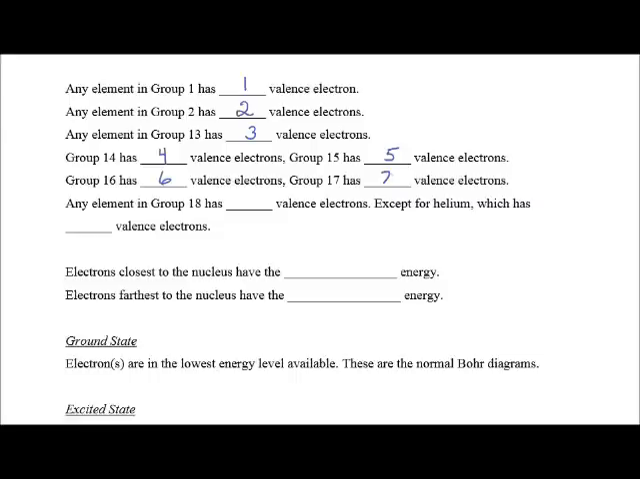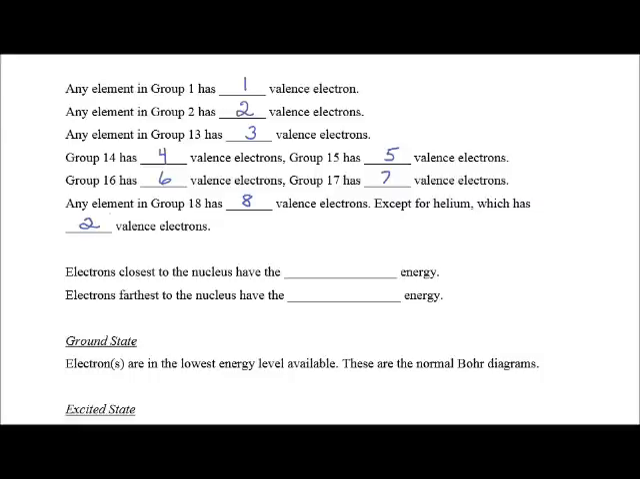And any element in group 18 has 8 valence electrons, except for helium, which if we look at the reference table, the periodic table, only has 2 valence electrons.